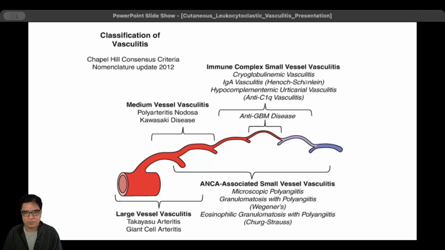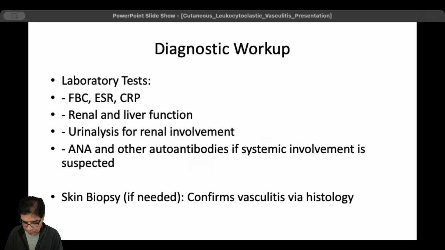Then there is small vessel vasculitis which does not affect multiple organs, mostly affecting the skin. Coming down to this particular case, we only see that the skin is involved and probably one or two joints, but nothing else. That is what we call leukocytoclastic vasculitis.